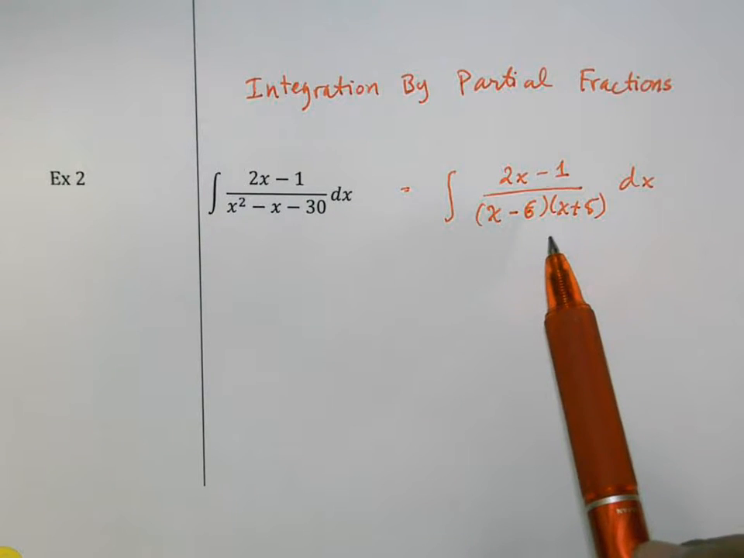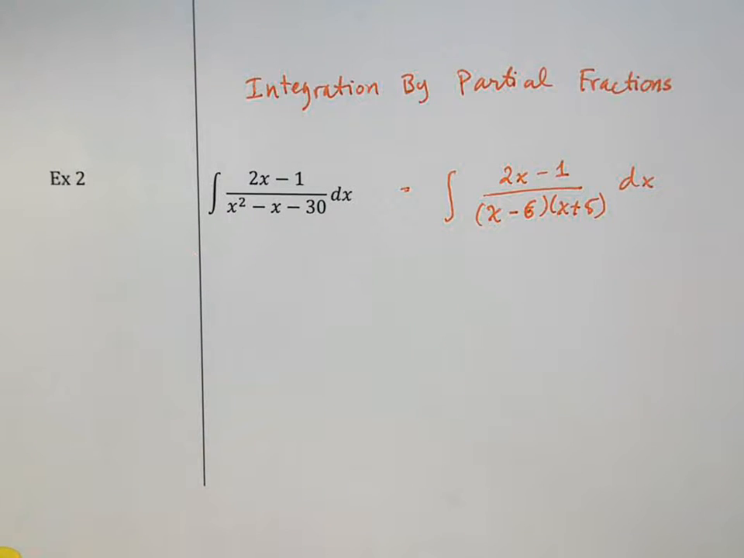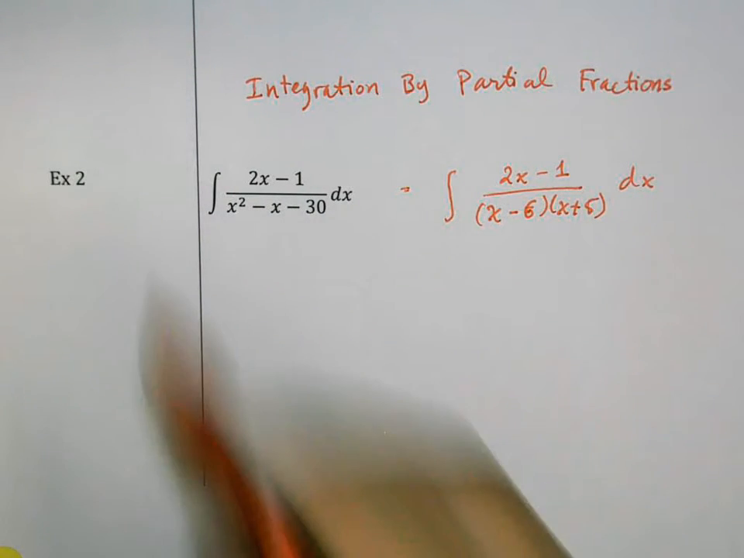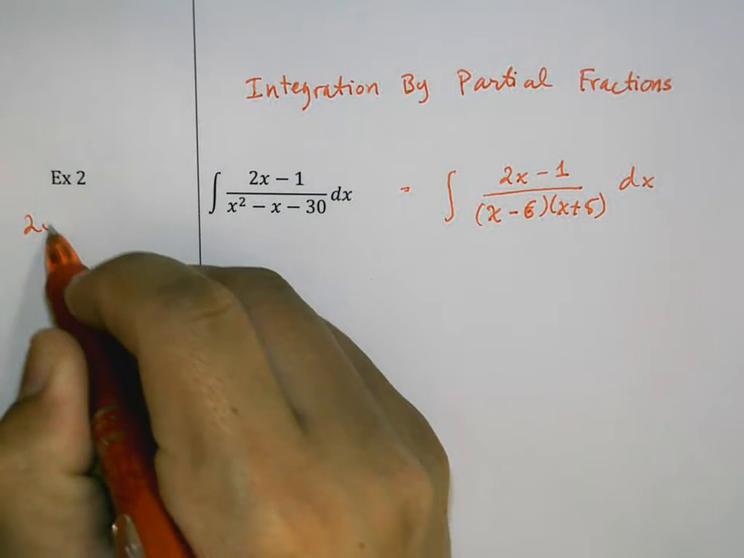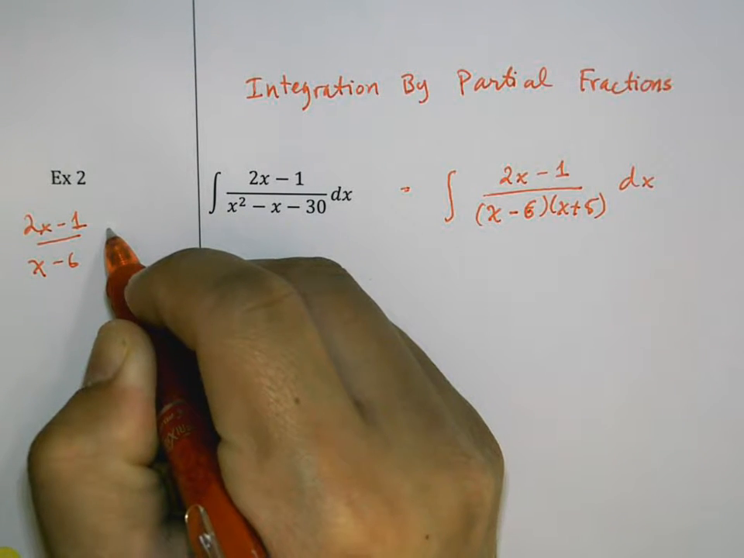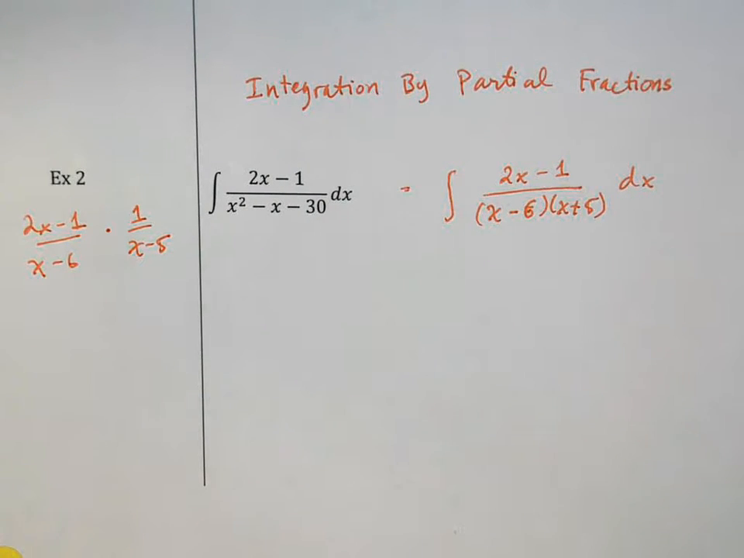because you do have a product here in the denominator, and you can easily separate it into a product in the numerator. So you could do 2x minus 1 over x minus 6 times 1 over x plus 5, and approach this by integration by parts. However, there's a simpler solution to this problem, and this is where the algebra comes in.